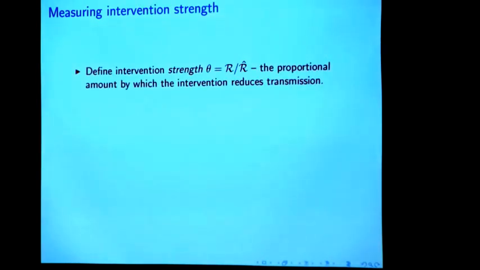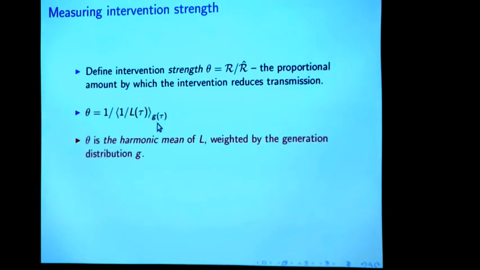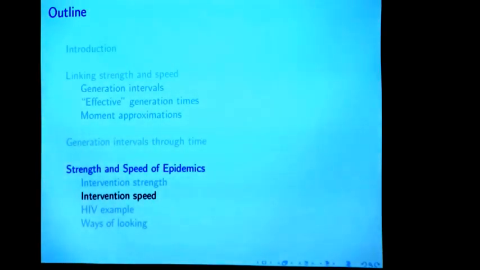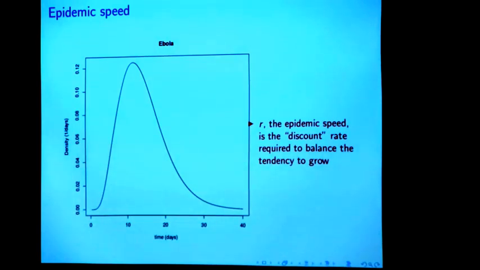So we can now define intervention strength as the amount by which the intervention reduces transmission, and we can solve for it, and what we get is that it's another nice filtered mean. It's the harmonic mean of strength averaged over the intrinsic generation interval. And we can control the outbreak if theta is bigger than R. And all I've done is come up with a different coding, a slightly different way to talk about the classic paradigm of big R and control. And the reason I've done that is I now want to try to do it with speed.